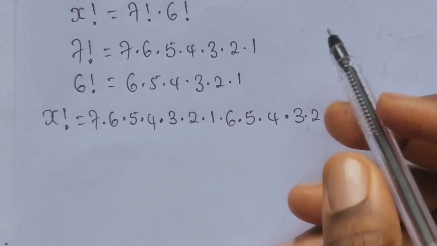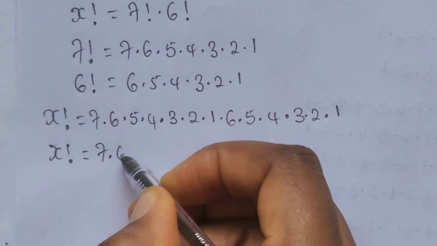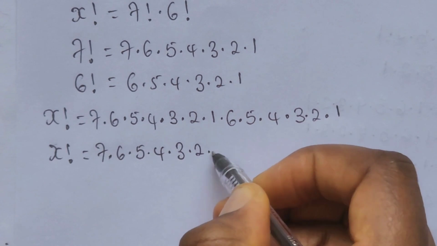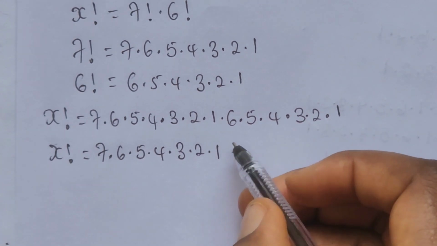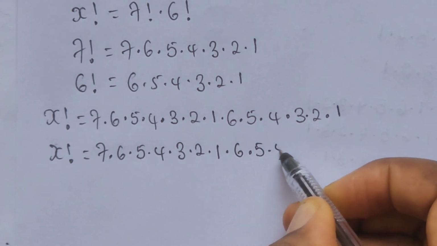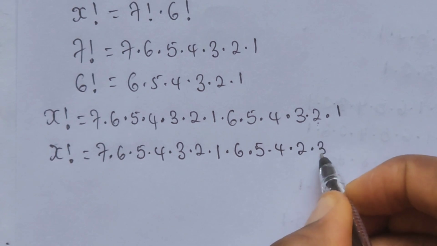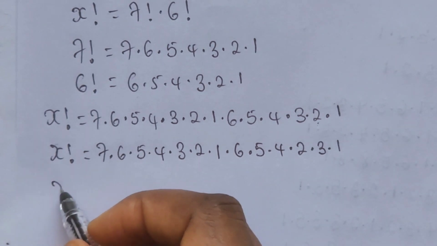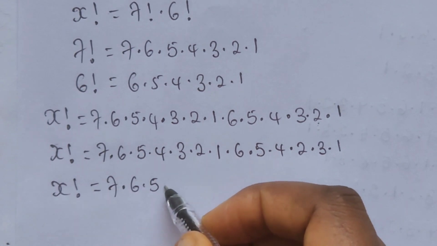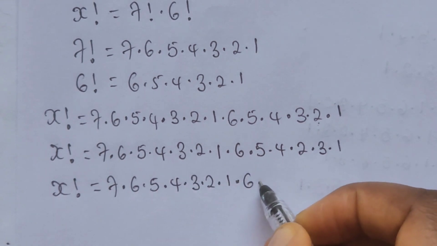2 times 1. So from here we have x factorial to be equal to 7 times 6 times 5 times 4 times 3 times 2 times 1 times 6 times 5 times 4. We will move these 2 over here to have times 2 times 3 and times 1. So from here x factorial is equal to 7 times 6 times 5 times 4 times 3 times 2 times 1 times 6 times 5.